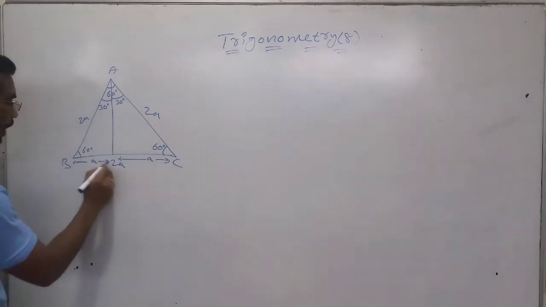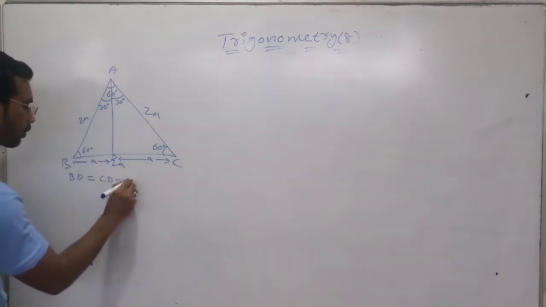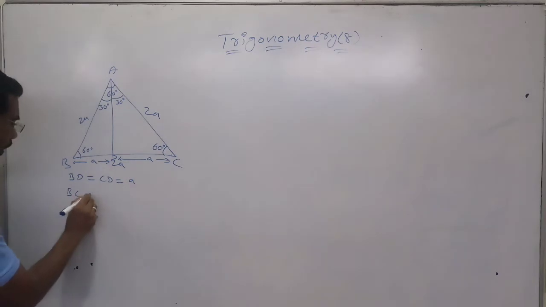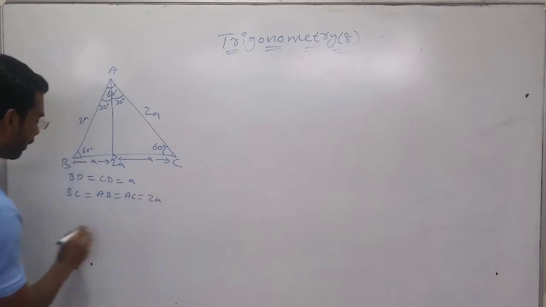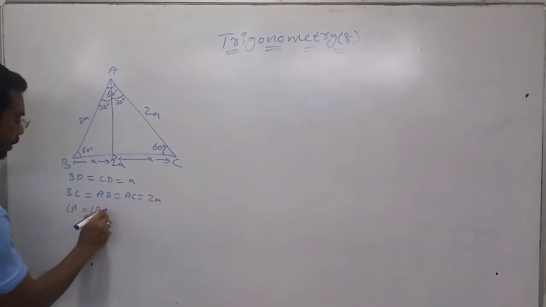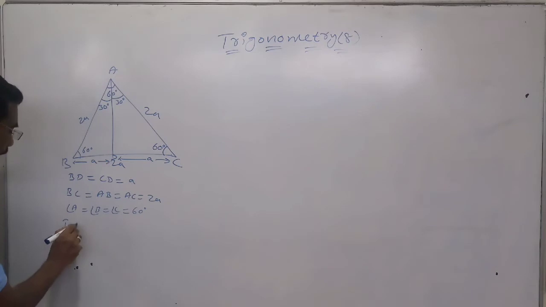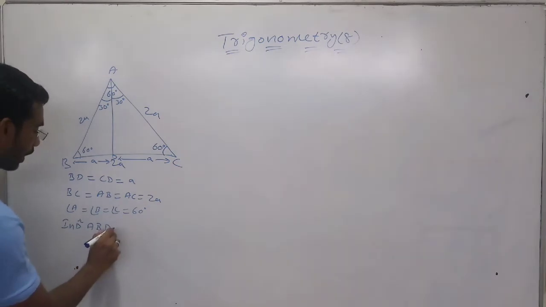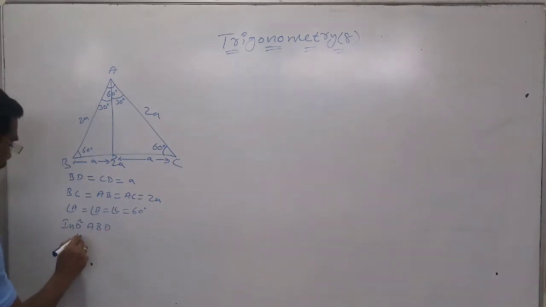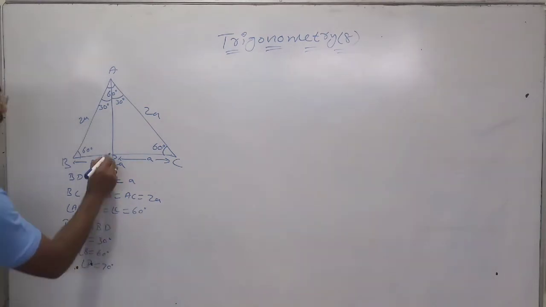Okay. Now B to D how much is it? BD is equal to CD is equal to a. Okay. BC is equal to AB is equal to AC is equal to how much? 2a. Angle A is equal to angle B is equal to angle C is equal to 60 degrees. Whereas in triangle ABD, angle A is equal to 30 degrees, angle B is equal to 60 degrees and angle D is equal to 90 degrees. It is forming 90 degrees.